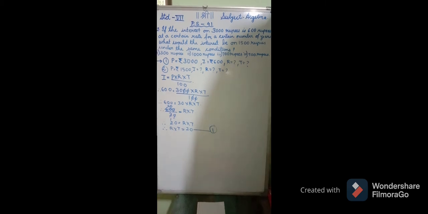Okay. So now we will solve condition 2. For that also we will use our simple interest formula, that is I is equal to P into R into T upon 100. Now we will substitute the values from the second condition, that is P is how much? 1500 into R into T. This value R into T, did we get it in equation 1? What is that? Into 20. So we'll write here 20 upon 100.